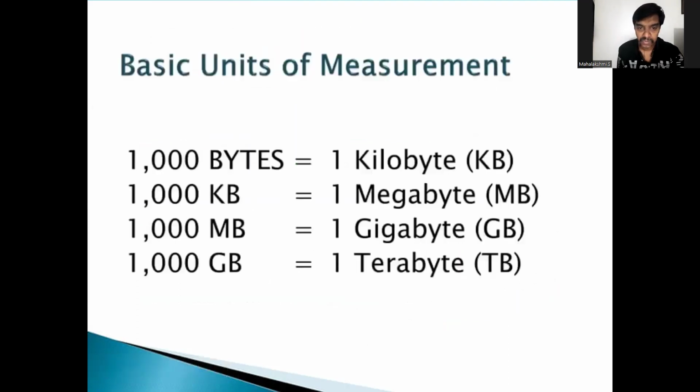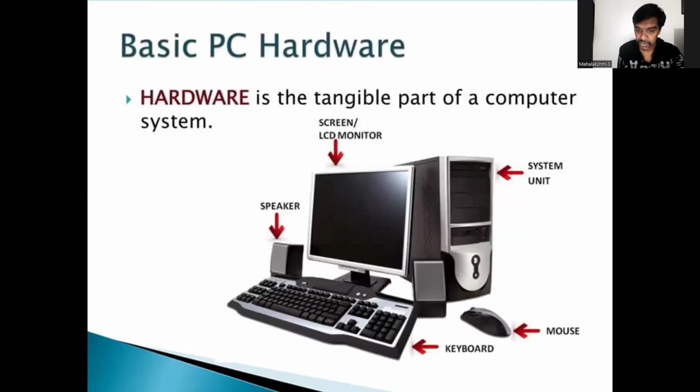Next, some of the basic units of measurement have been given here. 1000 bytes is represented as 1 kilobyte. 1000 KB is represented as 1 megabyte. 1000 MB is represented as 1 gigabyte. 1000 GB is represented as 1 terabyte.